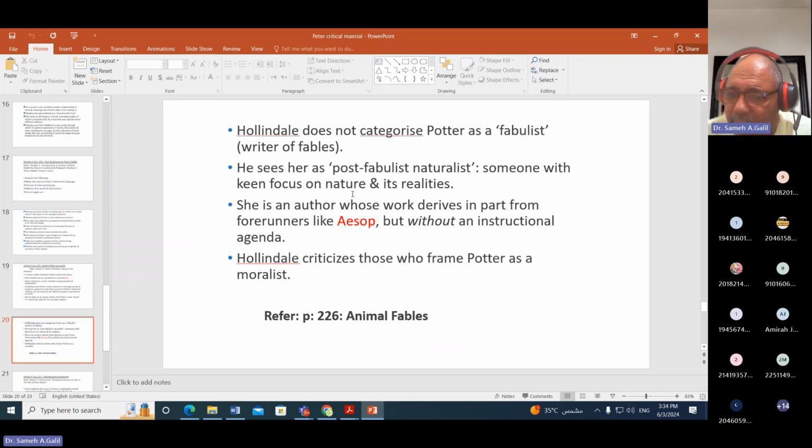Again, we said that she comes in a long line of authors who gave animals roles in their work, and he says that some of those forerunners are people like Aesop, but perhaps the difference between her and the other writers is that she doesn't have an instructional agenda. So for him, saying that Potter is a moralist is not something that he agrees with.